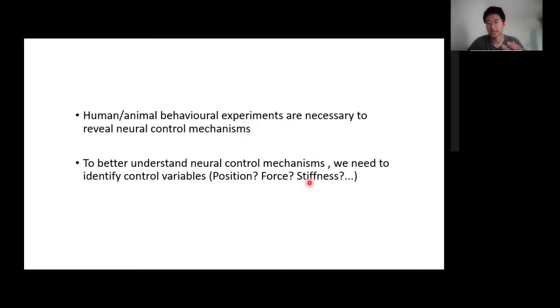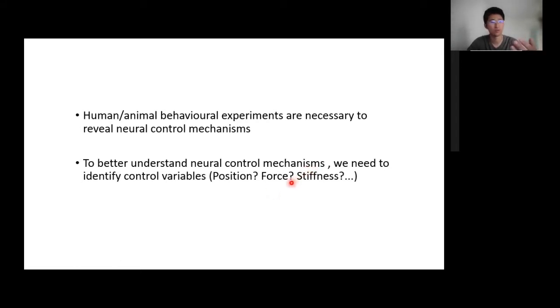But on the other side, we cannot just measure everything we want. So we have to understand what we measure and why we are measuring. And for that, we need to have a theory or a model to guide our experiment. And for the theory of motor control, the most important point is to define a control variable.